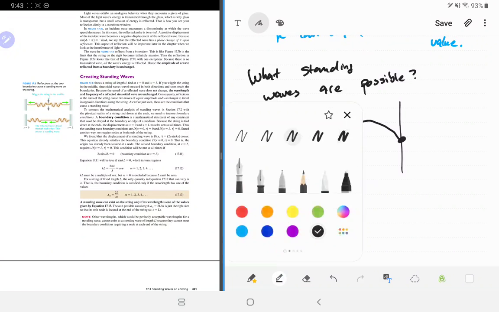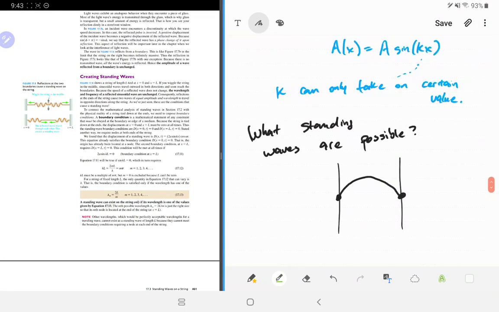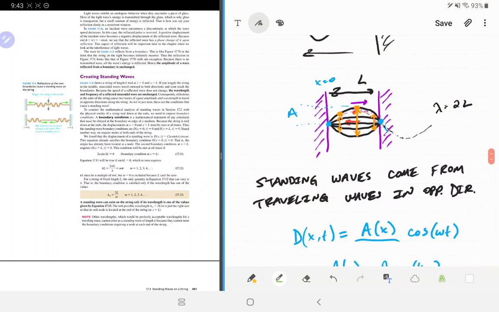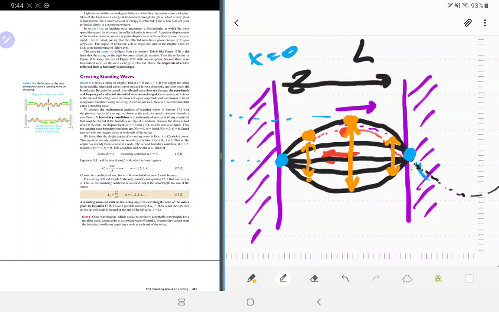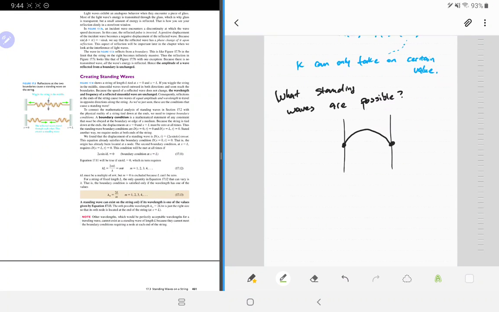This is called the fundamental frequency. Other ones could fit in there too, right? By the way, we're representing the standing wave with just its maximum right here. Really, the standing wave is going up, down, up, down, up, down, but we're just representing that whole thing with just the amplitude.